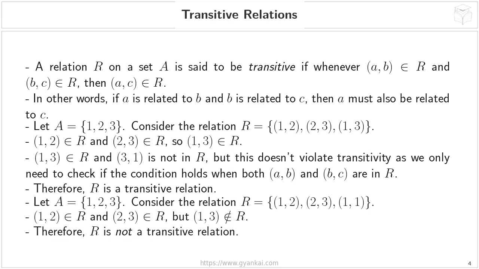So remember, transitivity is all about ensuring that if A relates to B and B relates to C, then A must relate to C, and we only check this when both the initial pairs are present in the relation. Keep this in mind as we move on to equivalence relations, where all these properties, reflexive, symmetric, and transitive, come together.